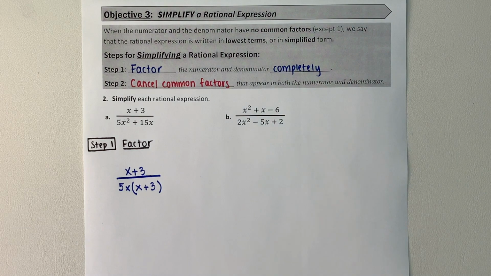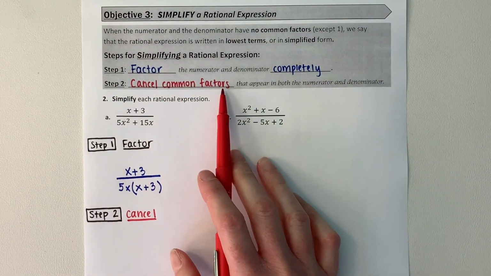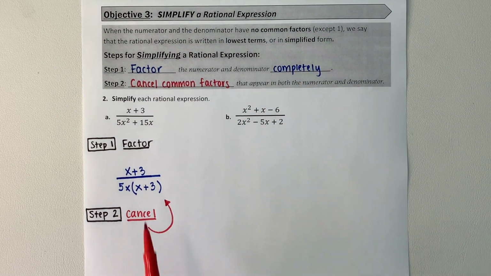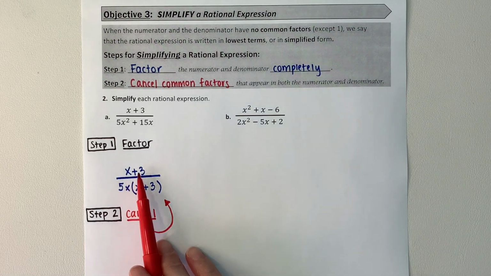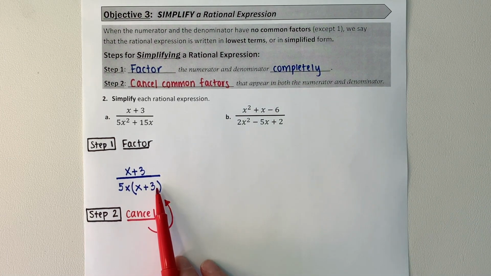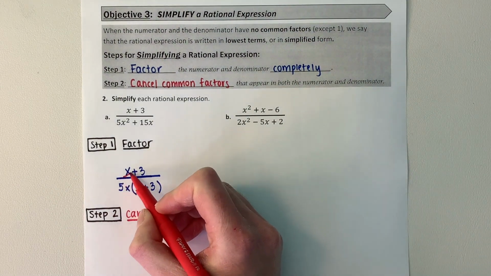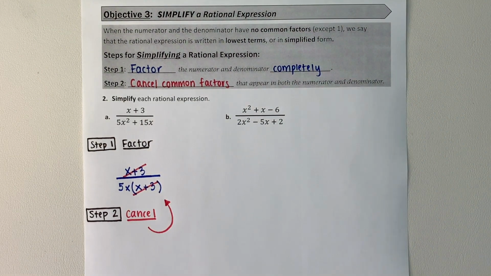We've completed step 1. For step 2, we cancel common factors that appear in both the numerator and the denominator. So we're going to look at this factored form here. Notice there is an x plus 3 in the numerator and an x plus 3 in the denominator. So we can cancel those x plus 3's. Now, what are we left with?